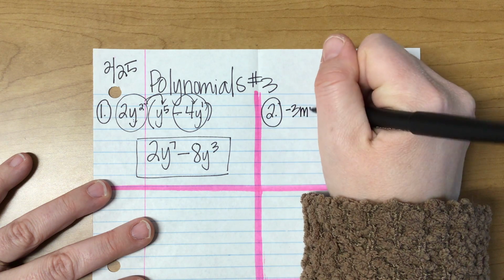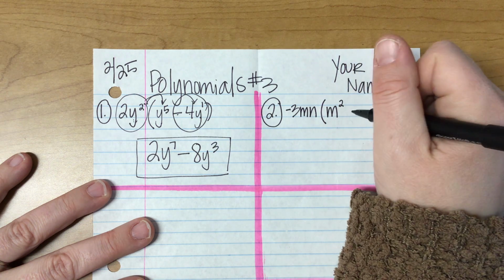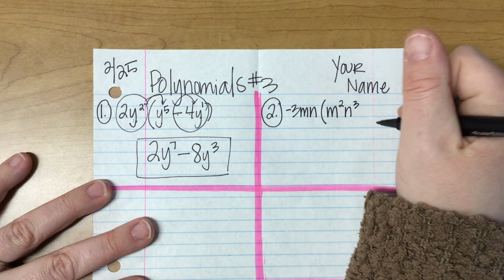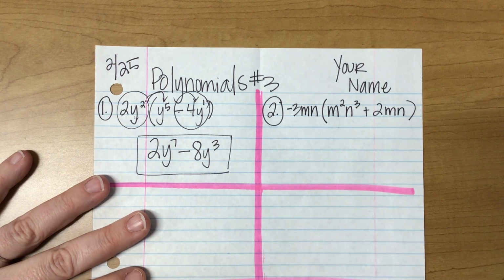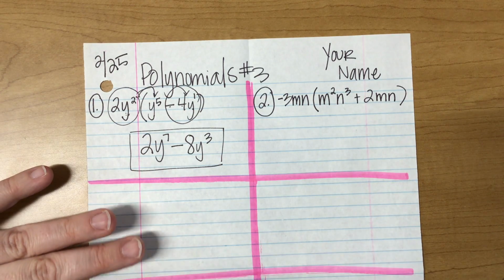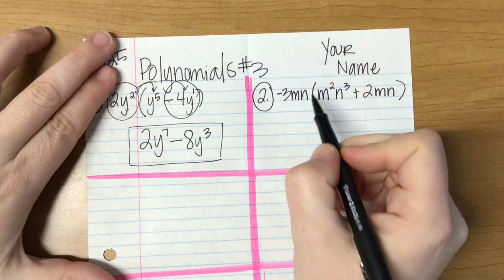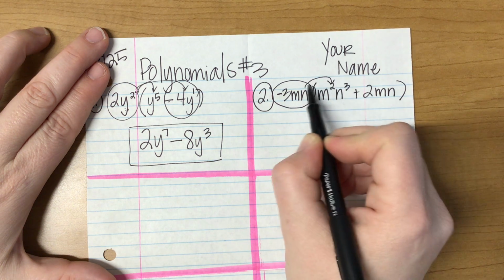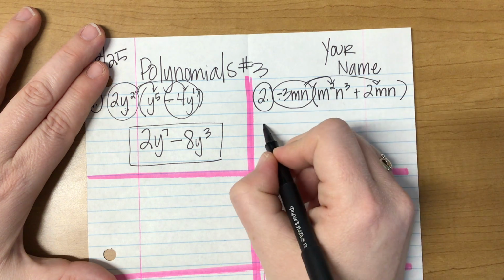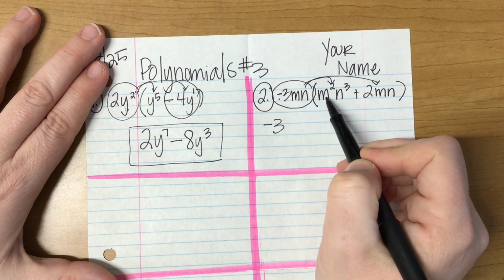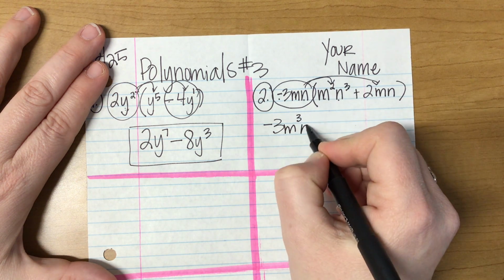Number 2, 3mn times m squared n to the 3rd plus 2mn. Again, it's just the distributive property. And if you know your rules, we're good to go. It's just combining two things we already know how to do. 3 times 1 is 3. M times m squared is m to the 3rd. N times n to the 3rd is n to the 4th.